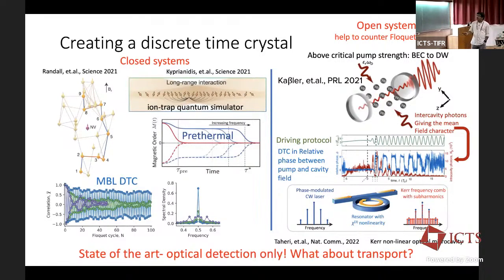A similar study has been done on a Kerr nonlinear optical microcavity, and they also find some similar thing. So my point in these slides is that the state of the art is only optical detection. So you just have optical means of looking at time crystals. And I asked, what about transport?